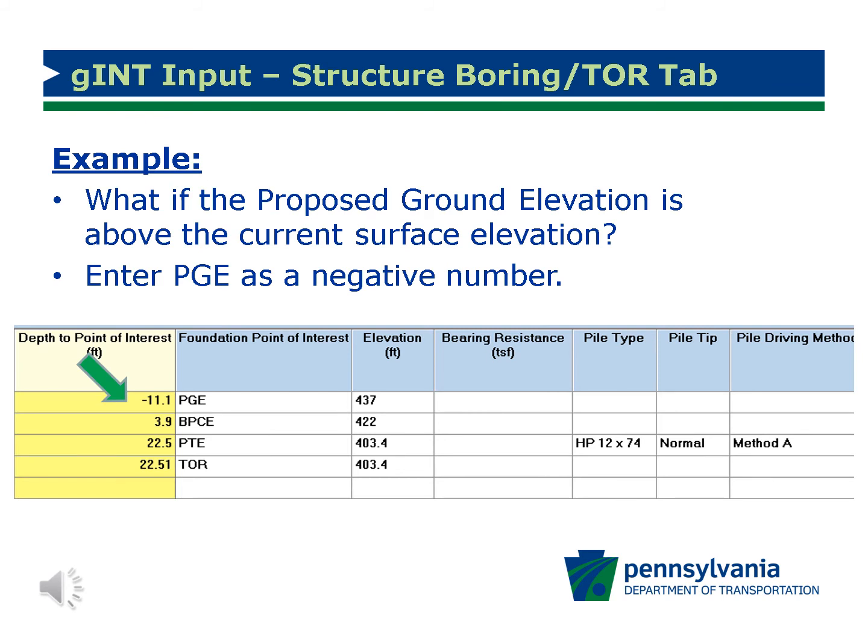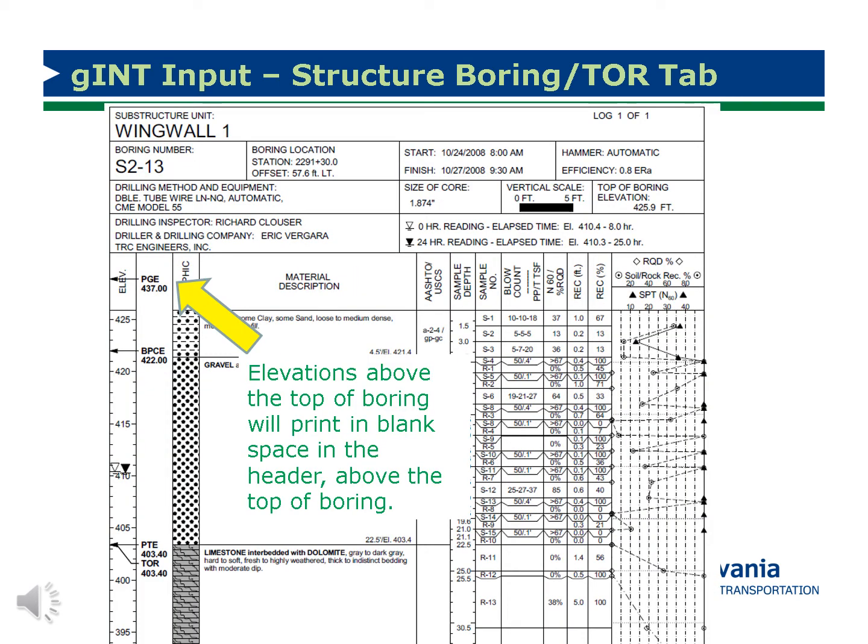What if the depth to the point of interest is above the current surface elevation? If the depth to the point of interest is above the surface elevation, please enter the depth to the point of interest as a negative number. In the example in this slide, the proposed ground surface elevation is 11.1 feet above the surface elevation. Therefore, the depth is entered as a negative number. If the point of interest is above the surface elevation of the boring, the point of interest will be reported in the header of the report. That is, it will appear above the top of the boring.